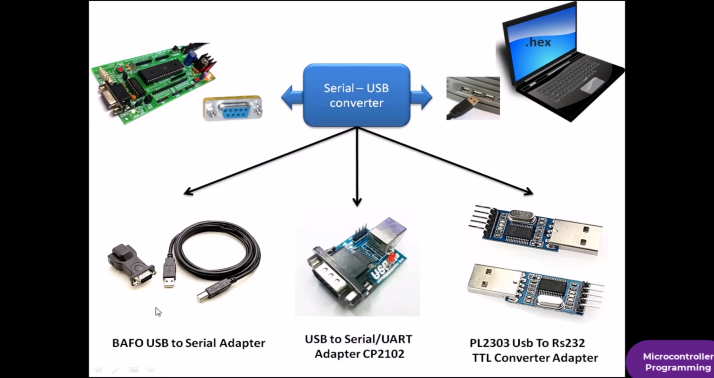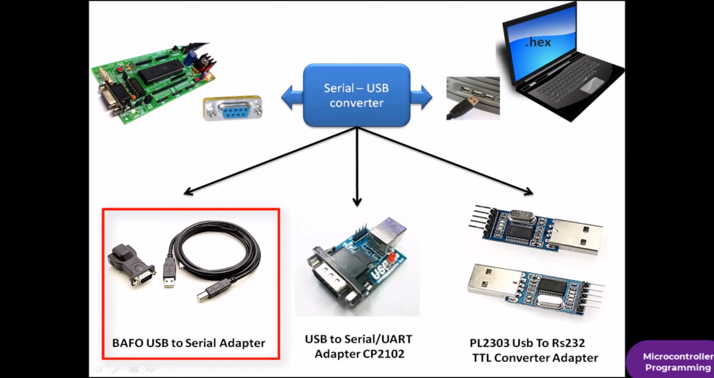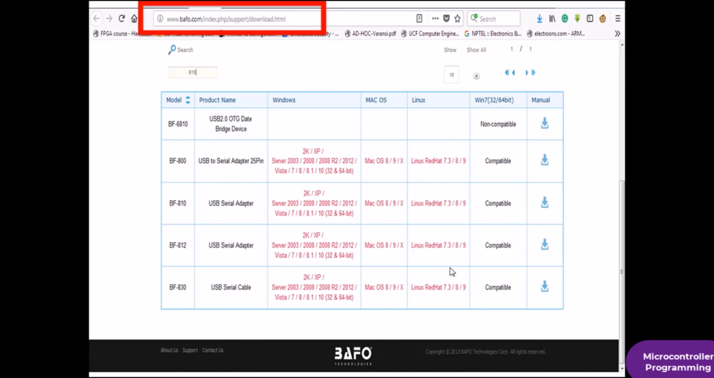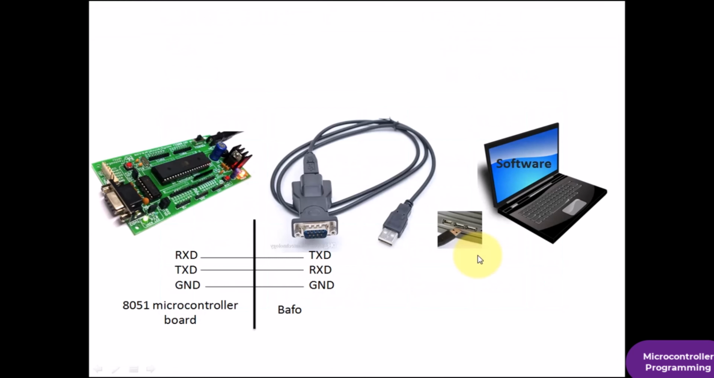Out of all these, I am using this particular USB to serial adapter from BAFO. This comes with one USB cable, a serial adapter, and one CD. You will find the driver software inside this CD. It supports XP, Windows 7, 8, and 10. If you want, you can also download the latest version of the driver software from the website.